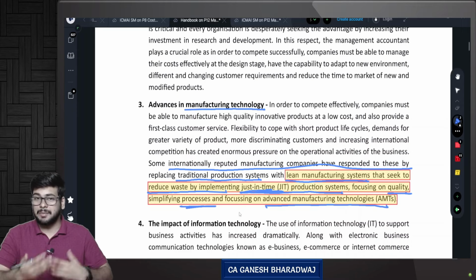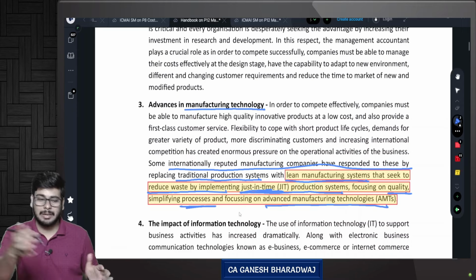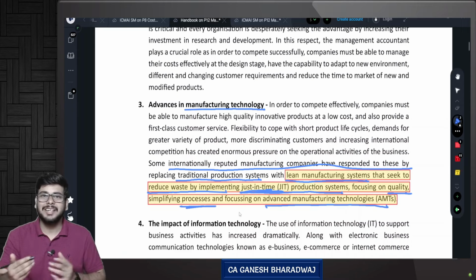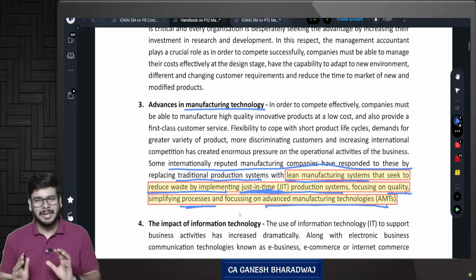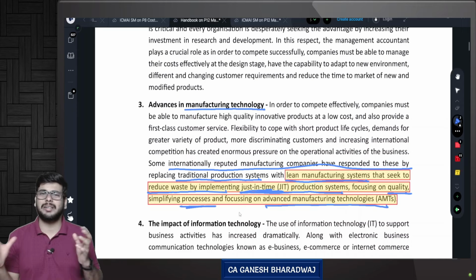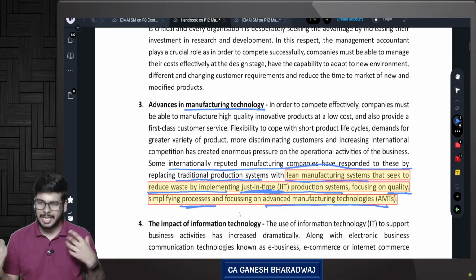It is not like they will prepare and keep, and whenever someone comes, they will give it. No, correct? This concept is called just-in-time. See, everything, the costing and management accounting concepts, are all there in our real life.